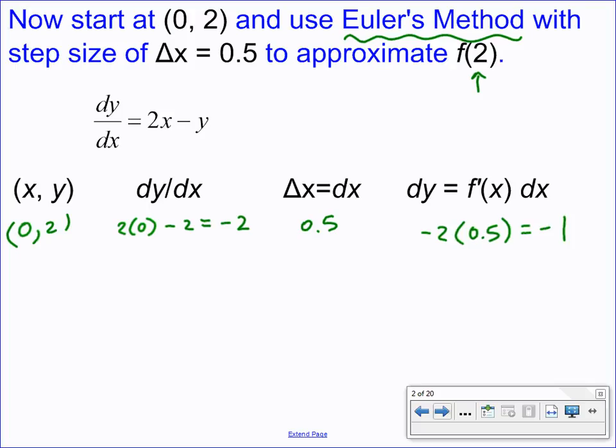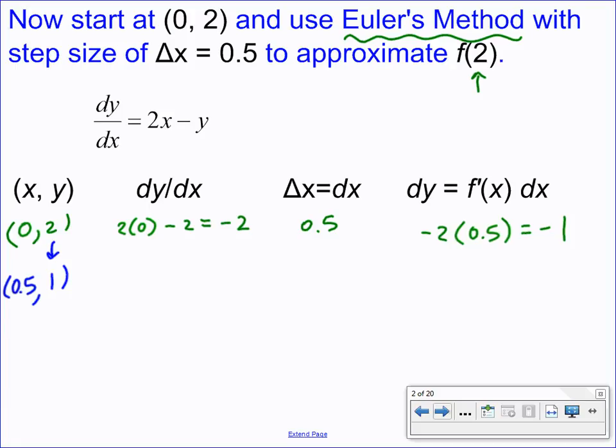I'm going to now apply that to which coordinate? I'm going to apply that to my y coordinate. My anticipated change in the y coordinate after one step is 2 minus 1, which is 1. Meanwhile, I've stepped over a delta x step of 0.5, so from 0 to 0.5 is 0.5. Raise your hand if you had (0.5, 1) as your first step. And then we just reiterate the process.